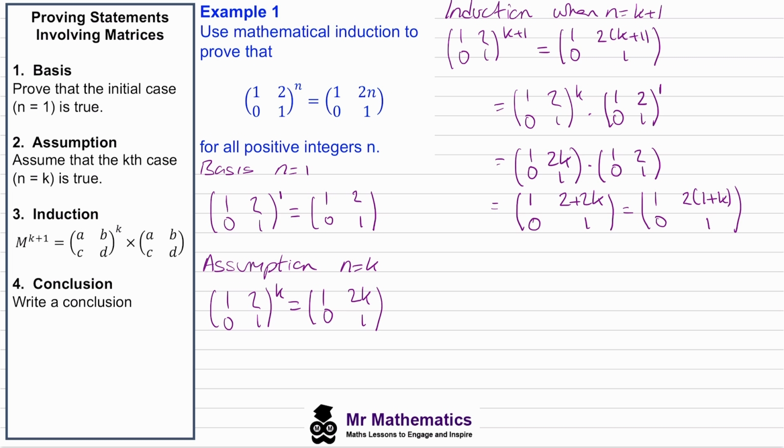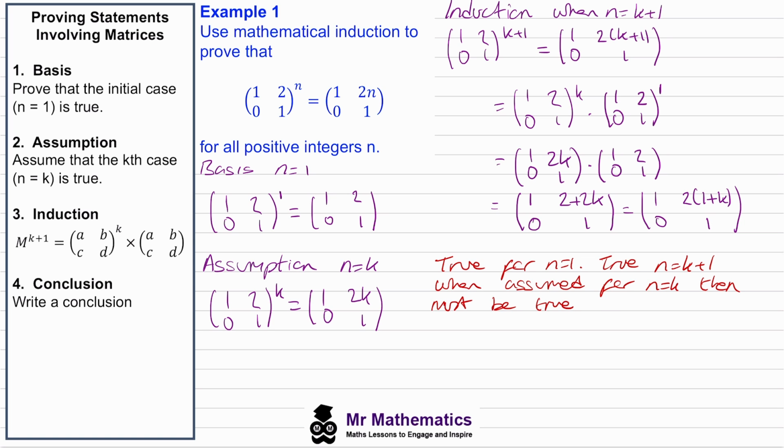So for our fourth stage, the conclusion, we say, if it is true for n equals 1, and true for n equals k plus 1, when assumed true for n equals k, then it must be true for all positive integers n.